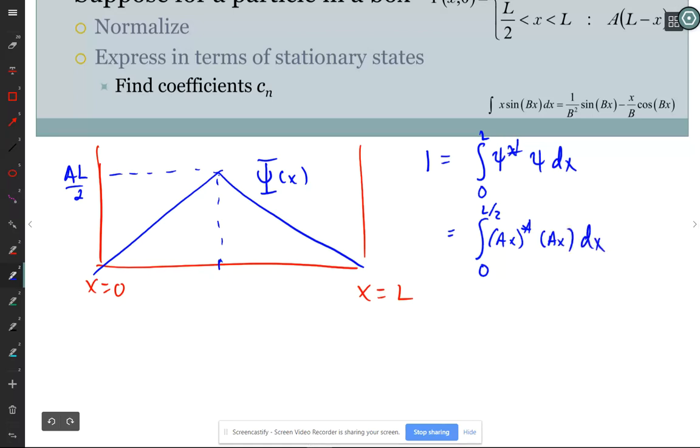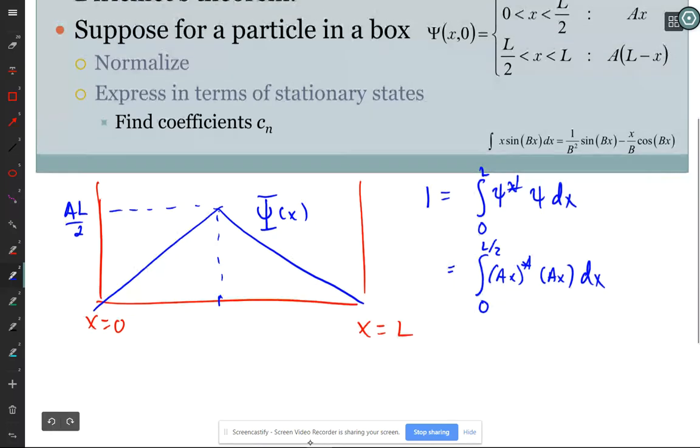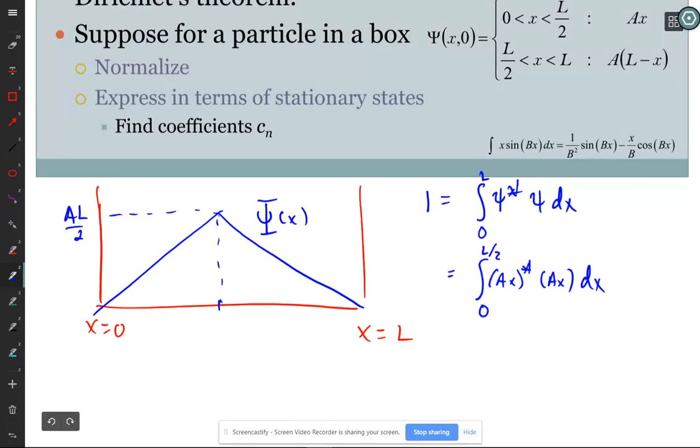Now I did that when I'm teaching class. I do things in obnoxiously long form. Actually, when I'm trying to explain things to students as well, I do them in obnoxiously long form because I want to make sure we understand where I got things from. So I have from 0 to L over 2 is the first half of the box. Because I have a different function for the first half and the second half, that's why I have to break it into pieces. So I put AX with a star outside.